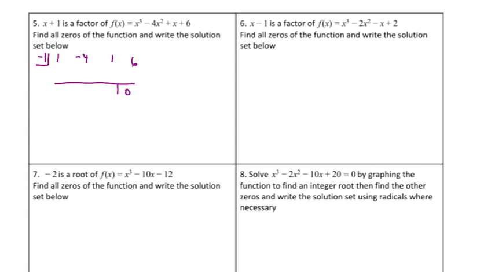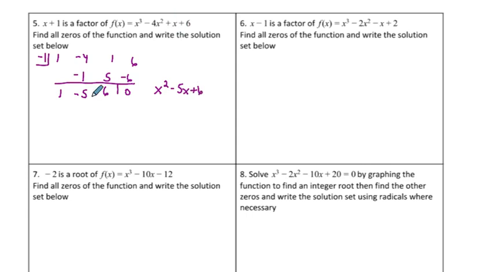Bring down our 1, negative 1 times 1, negative 1, negative 4 minus 1, negative 5. Negative 1 times negative 5 is positive 5. 1 plus 5 is 6. Negative 1 times 6 is negative 6. There's our remainder 0. So that gives us a quadratic of, I'm just going to write it over here this time, x squared minus 5x plus 6.